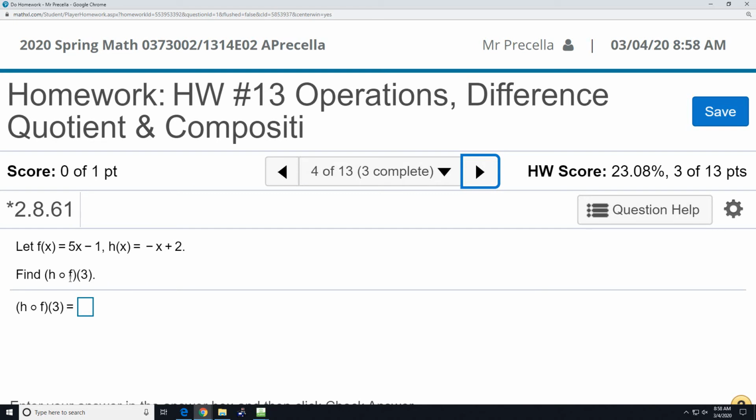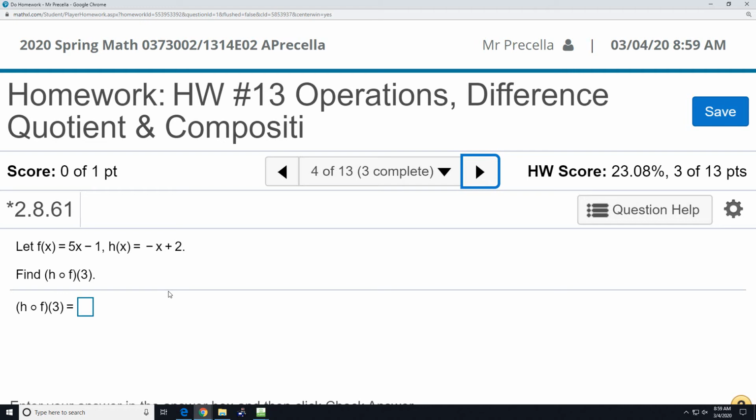Notice, if you want to read this formally, you read that little circle as just the word "of." But that's not multiplication. In other math classes, you would say it's just "of." f of x, function of x. It's not multiplication. So, let me write this down: h of f of 3.